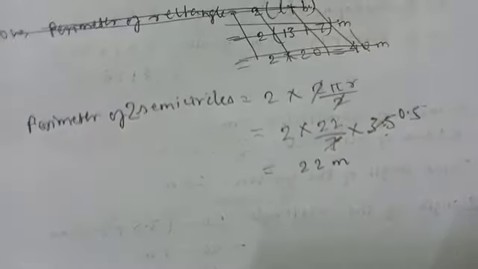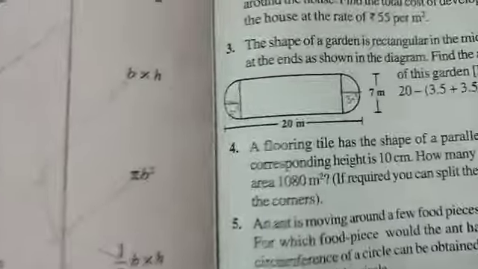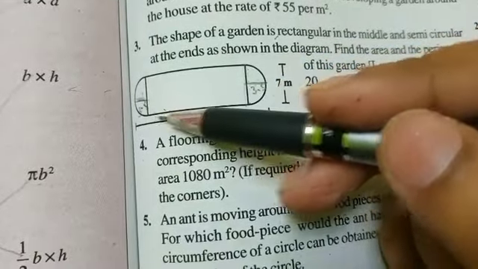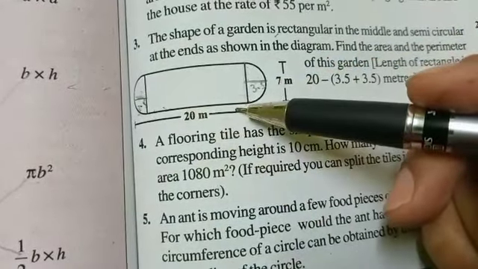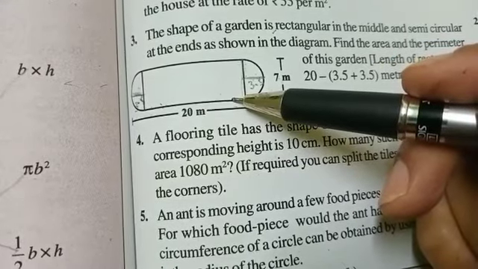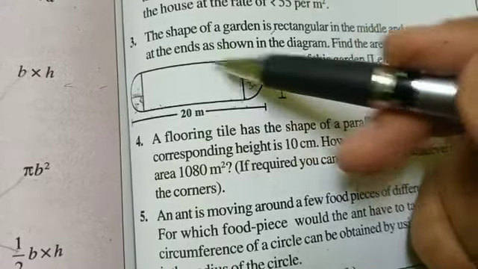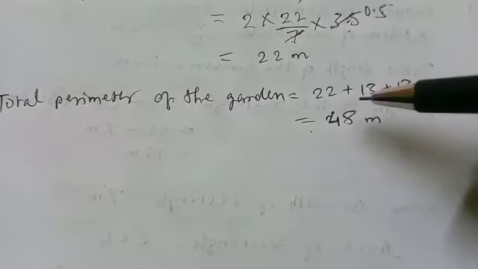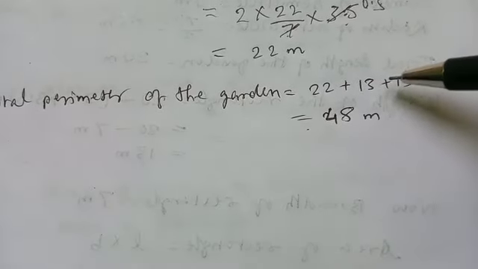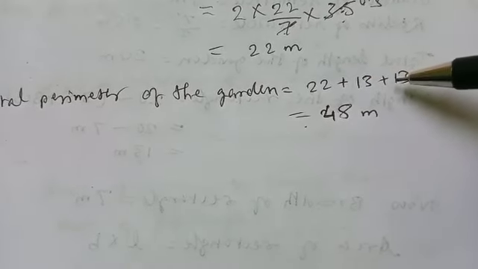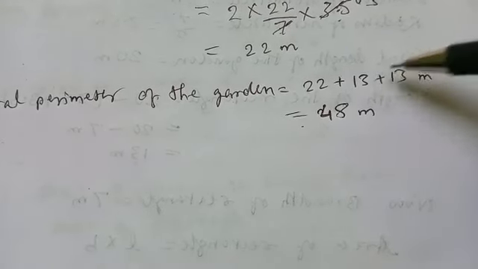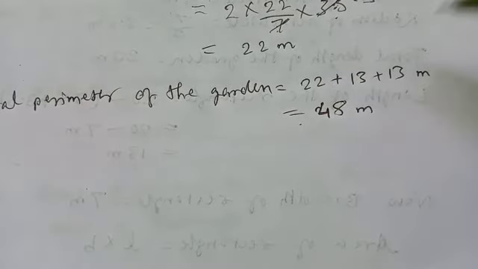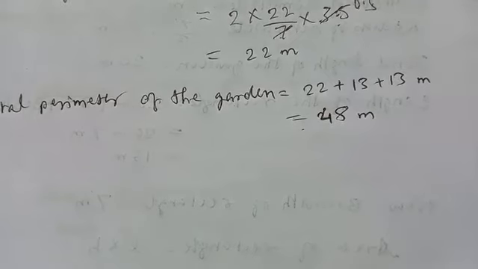Okay, now we'll find the total perimeter. We got the perimeter of this semicircle and this semicircle. Now we add this length of the rectangle, 13 meter, and this length of the rectangle, 13 meter. Then the total perimeter will come out. Here you can see the total perimeter of the garden is 22 plus 13 plus 13. Do you understand why we have added 13 and 13? Because the length of the rectangle on the upside and the downside is 13 plus 13. So 22 plus 13 plus 13 is 48 meter. This is the perimeter of the garden.